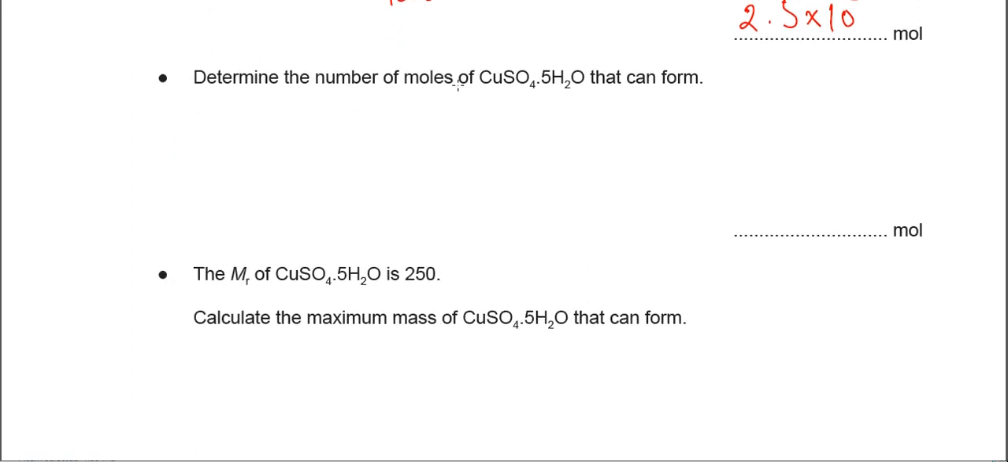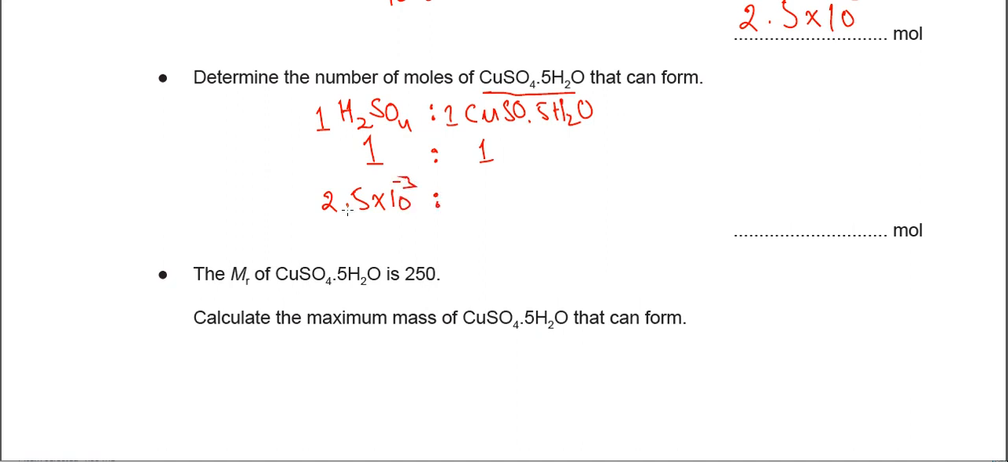Next he says to determine the number of moles of copper sulfate crystals. As we don't have any information like mass or volume or concentration, we use the ratio method. From the balanced chemical equation, the sulfuric acid, which is the known quantity, and the crystals CuSO4.5H2O are 1:1. So when 1 mole of sulfuric acid reacts, 1 mole of the hydrated copper sulfate crystals is produced. If 2.5 × 10^-3 moles were used, then how much crystals could be produced in moles? We cross multiply, and as a result you can find the mole ratio is the same, so the answer remains the same, 2.5 × 10^-3.